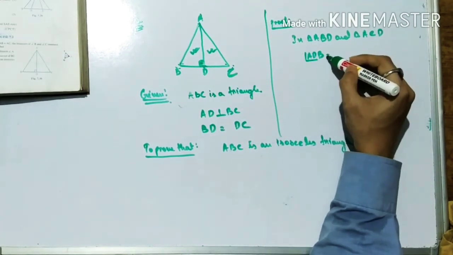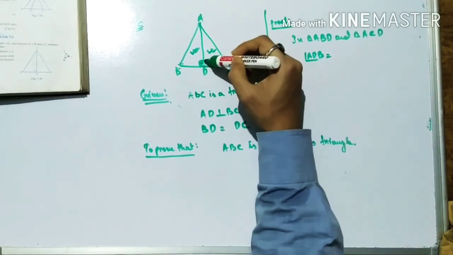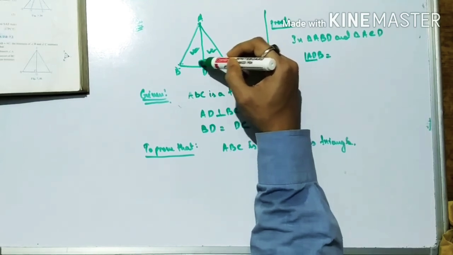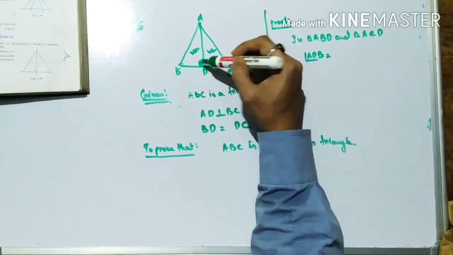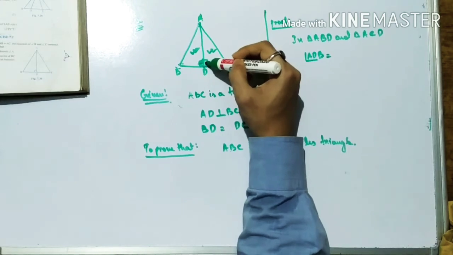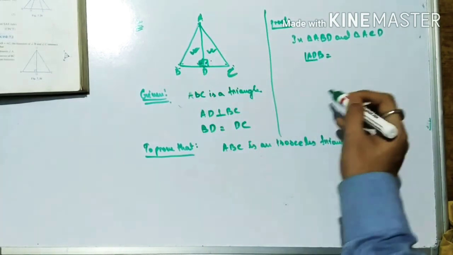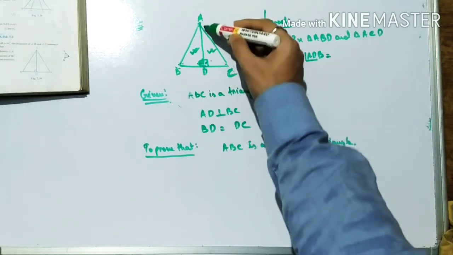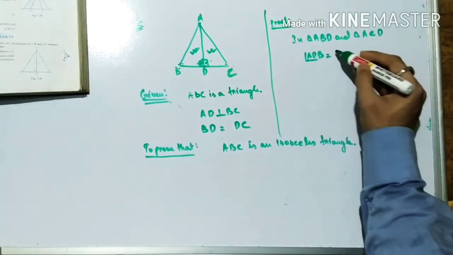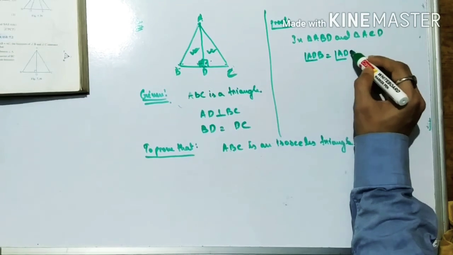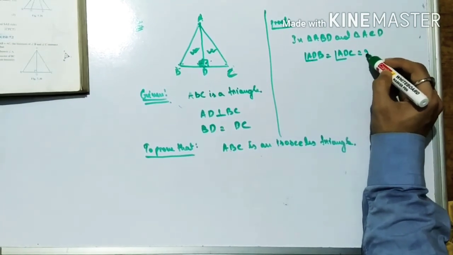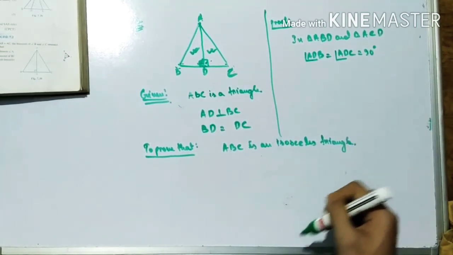So ADB will be equal to ADC. This angle will also be 90 degrees. These two angles will be equal. Understand? This is 90, this is also 90. So angle ADB will be equal to angle ADC, which equals 90 degrees.